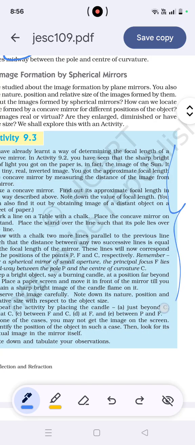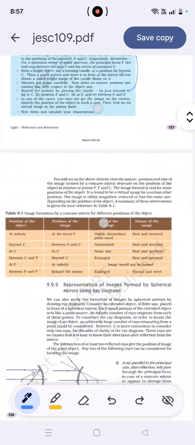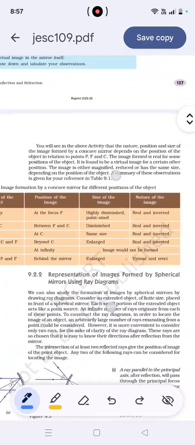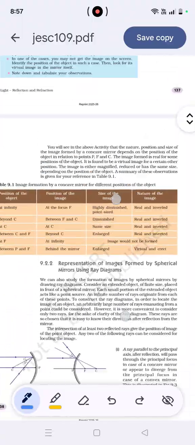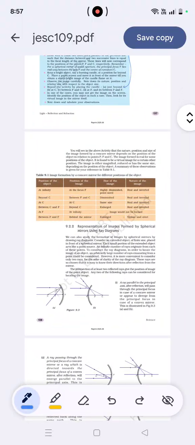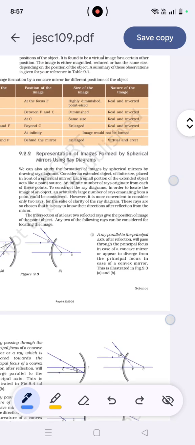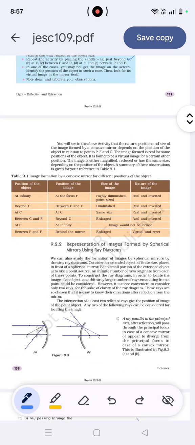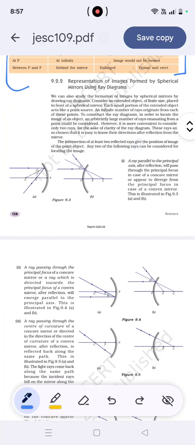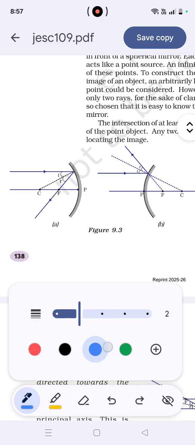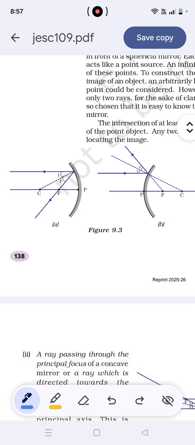Again, the activity is only to read for your preparation. Now in this we will talk about the formation of the image. Girls, this table I'll take up later. Let's go to the representation of the image formed by a spherical mirror. Now I've told you every single part. In this image we'll learn everything.